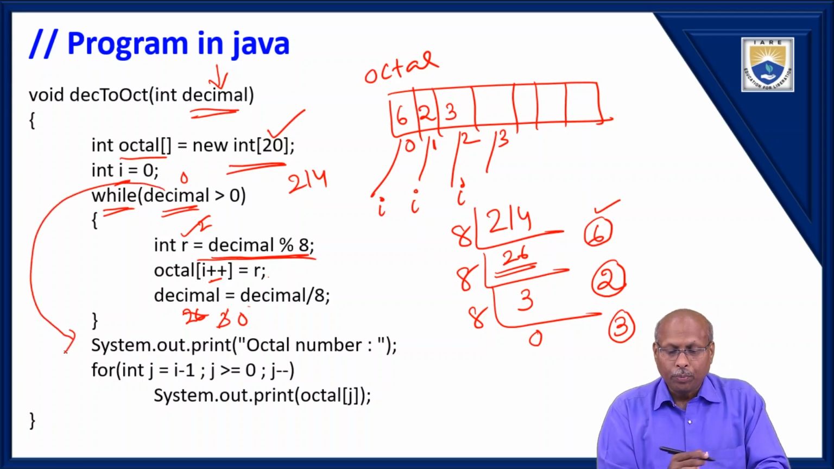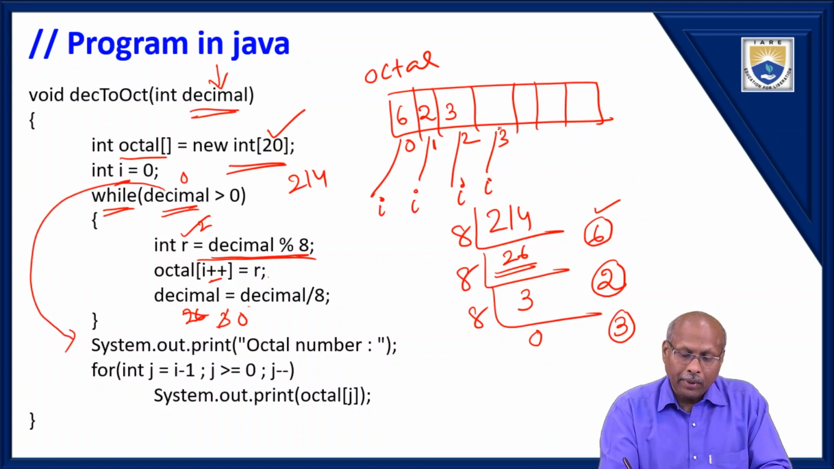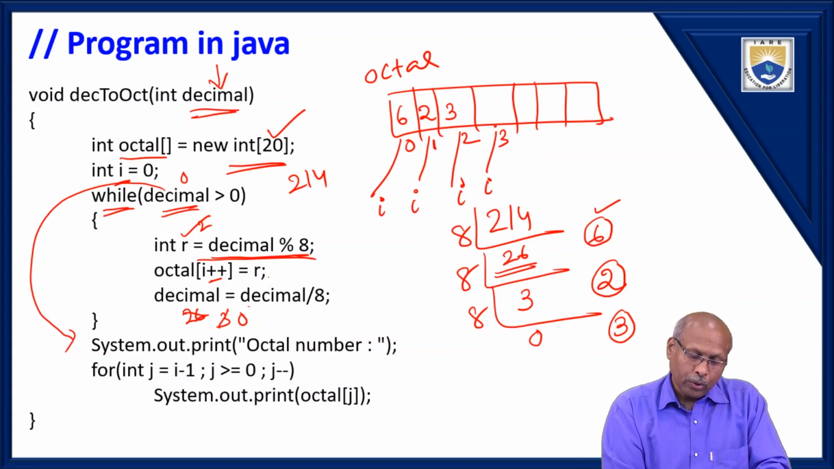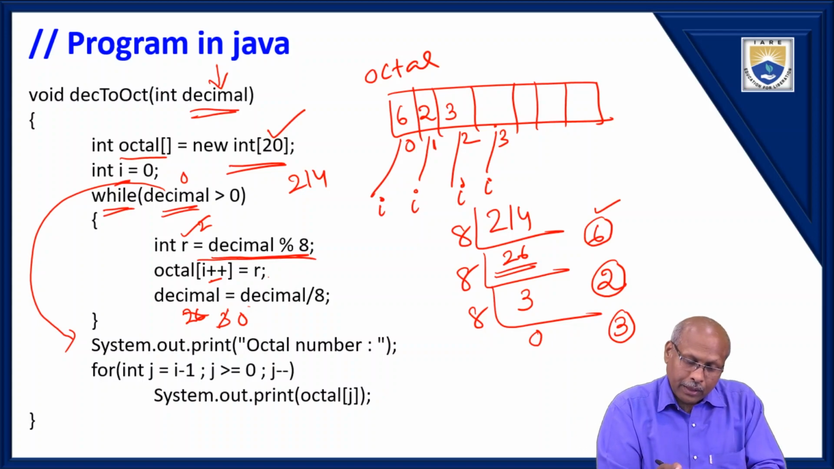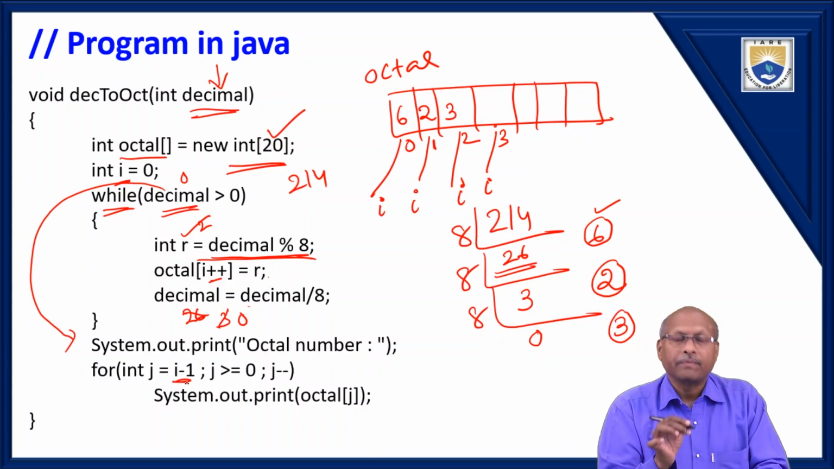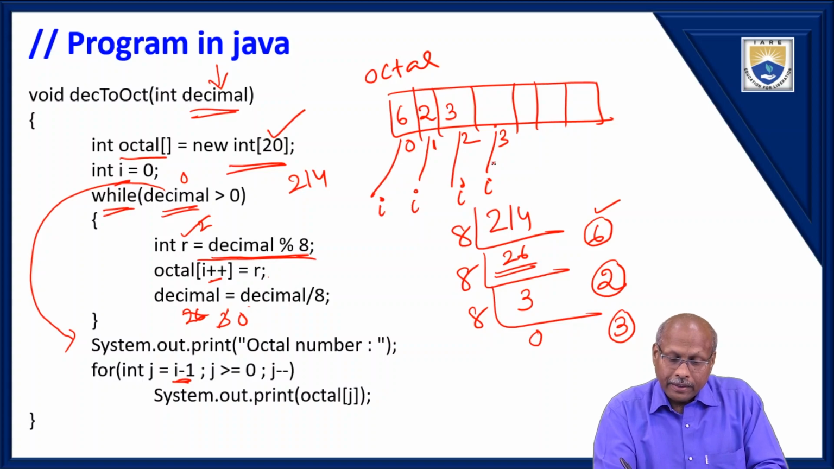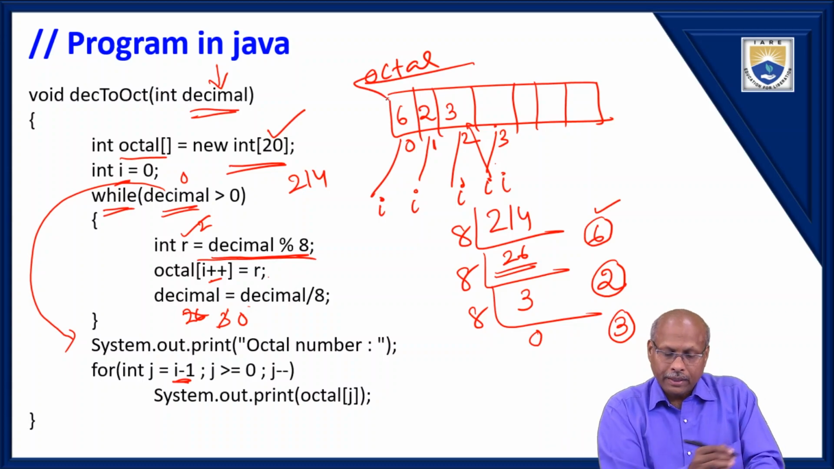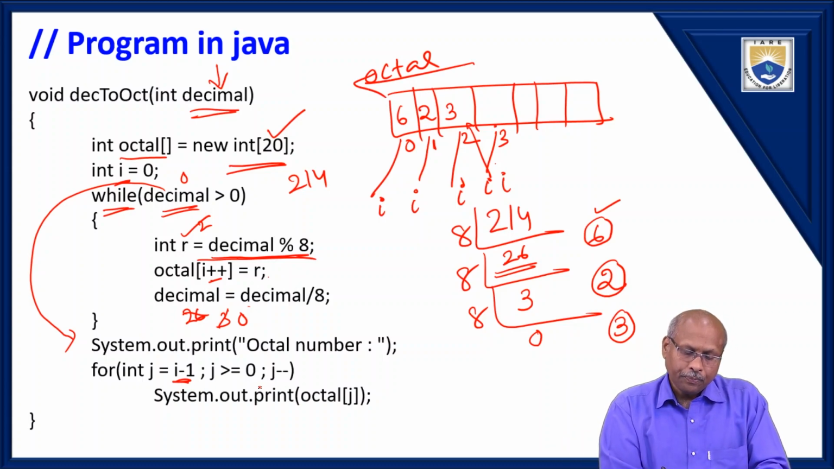When i comes out of the loop, it is already at the third place, but the third place is blank. So I should come one step back, in the reverse order. That's why j equals i minus 1. That means from this place I should go back and reverse.